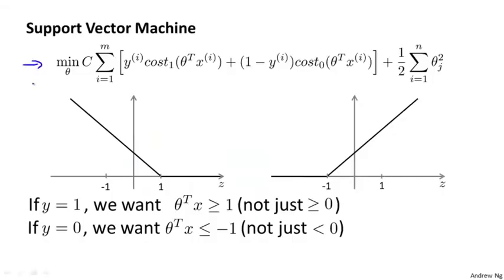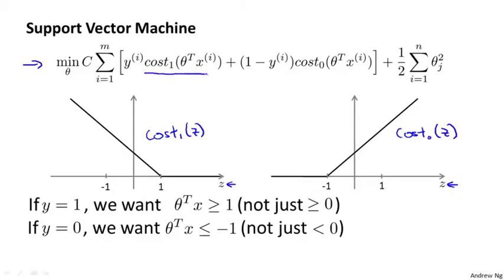Here's my cost function for the support vector machine, where here on the left, I've plotted my cost1 of z function that I use for the positive examples, and on the right, I've plotted my cost0 of z function, where I have z on the horizontal axis. Now, let's think about what it takes to make these cost functions small.